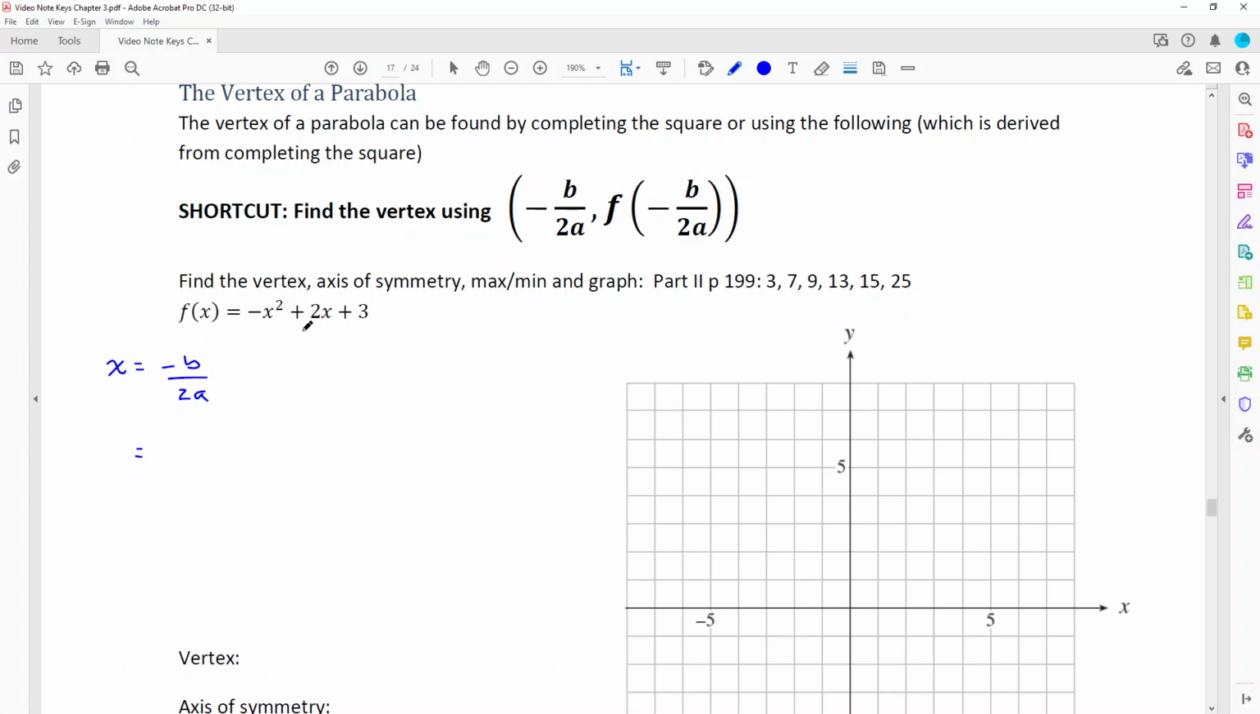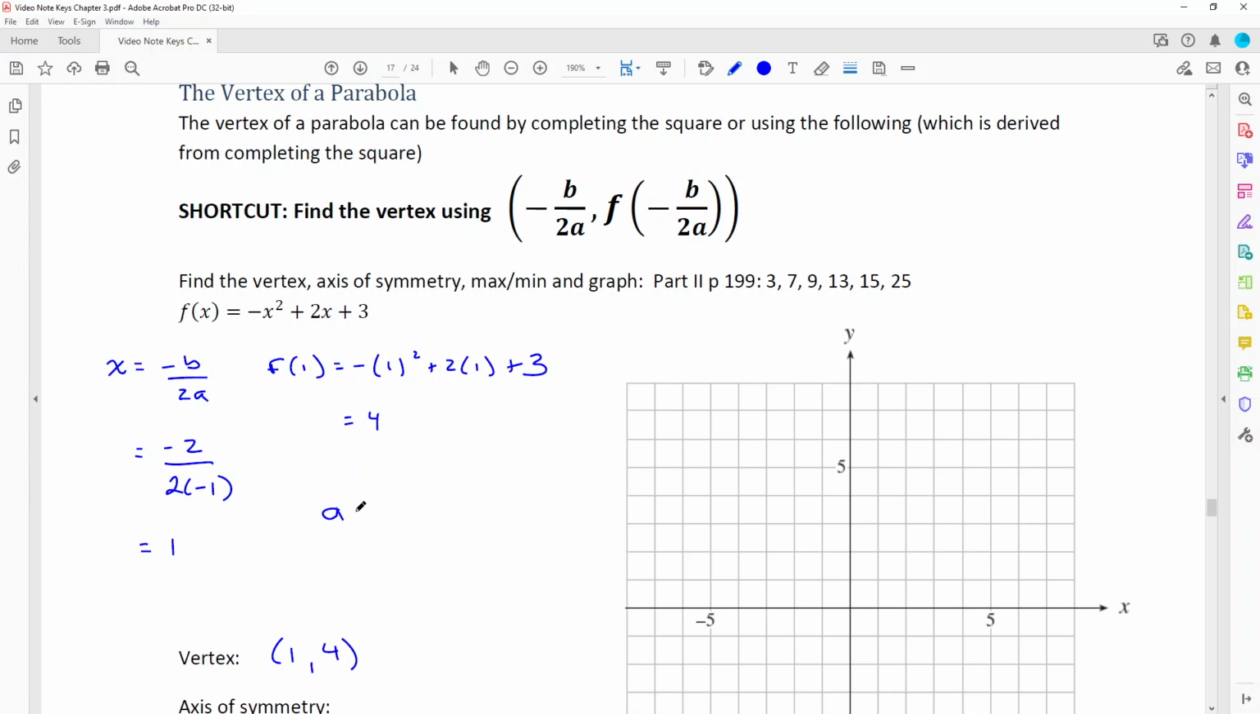So what do I put in? Well, I'm going to put in negative 2 over 2 times negative 1. Negative 2 divided by negative 2 is 1. So the x value of my vertex is 1. But now I need my y value. So all I do is I say, okay, what is y when x is 1? I'm going to plug in x is 1. So I get negative 1 squared plus 2 times 1 plus 3. That's going to give me negative 1 plus 2 plus 3, which is 4. So my vertex is 1, 4.